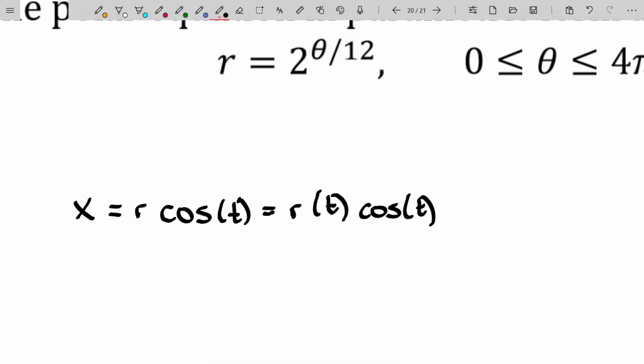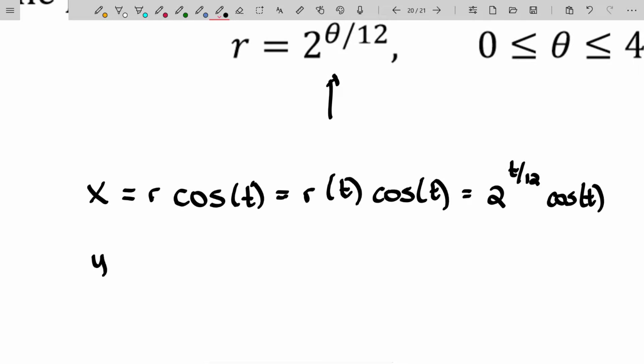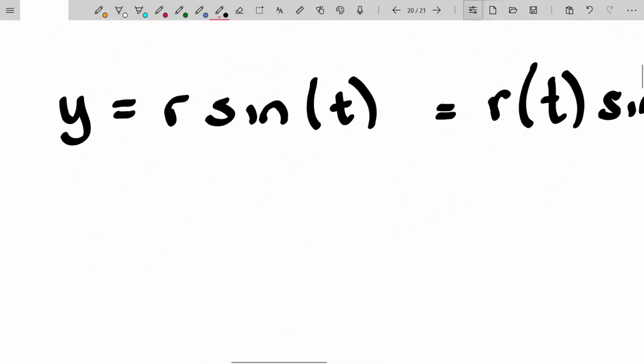So let's see, what is r? Well, r is this guy right here. So it's 2 raised to the t over 12 power, and then cosine of t. And then y is r sine of t. Again, that's from polar coordinates. But remember, r, according to this up above, is just a function of t, or theta, but I'm calling it t now. And then we know from polars, again, y is defined to be r sine of t.